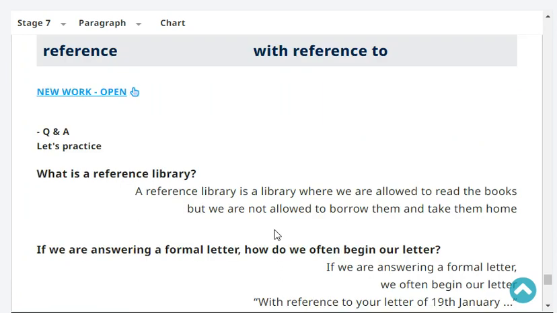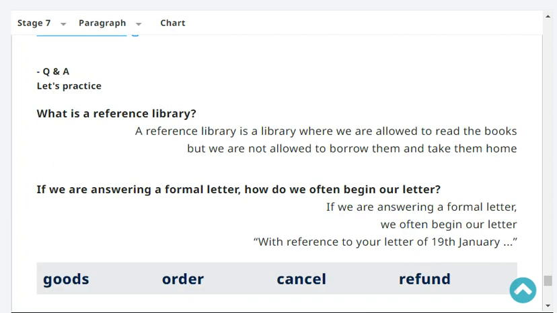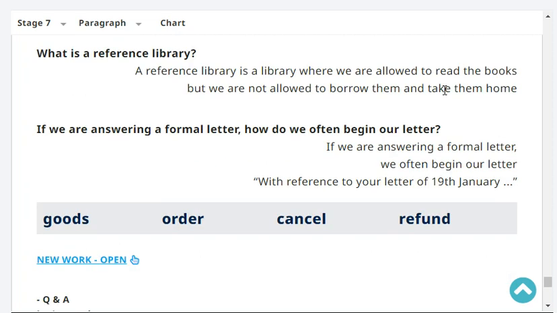What is a reference library? A reference library is a library where we are allowed to read books, but we are not allowed to borrow them and take them home.